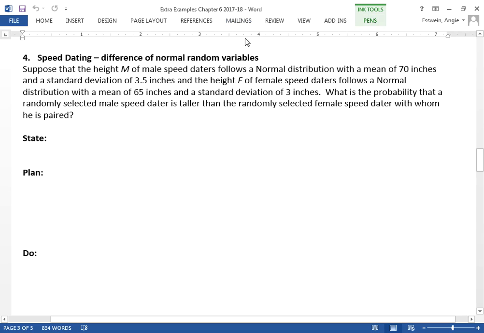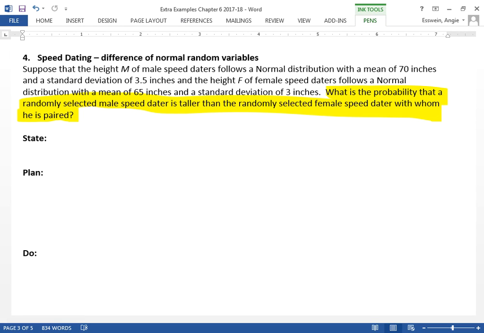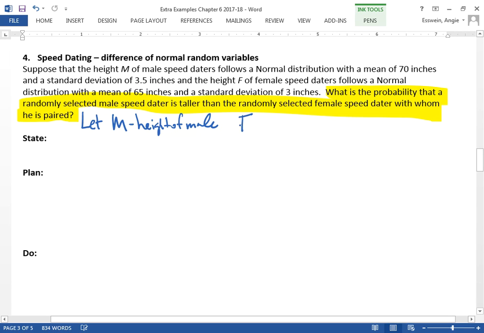Let's make sure we read the final question. What is the probability that a randomly selected male speed dater is taller than a randomly selected female dater, assuming we're pairing opposite sexes like that? So let's define our random variables. Let M be the height of a male, and F be another random variable, the height of a female speed dater. This qualifies as your state, just setting up your random variables.